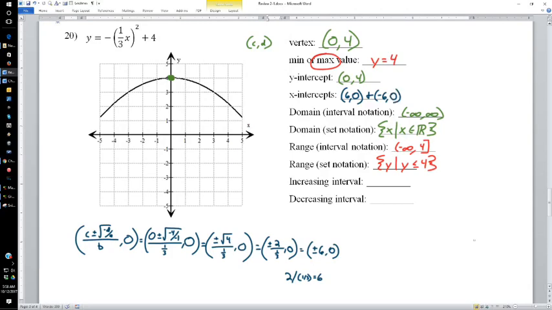Okay? So we just plugged it in and we started reducing. That's all we did.